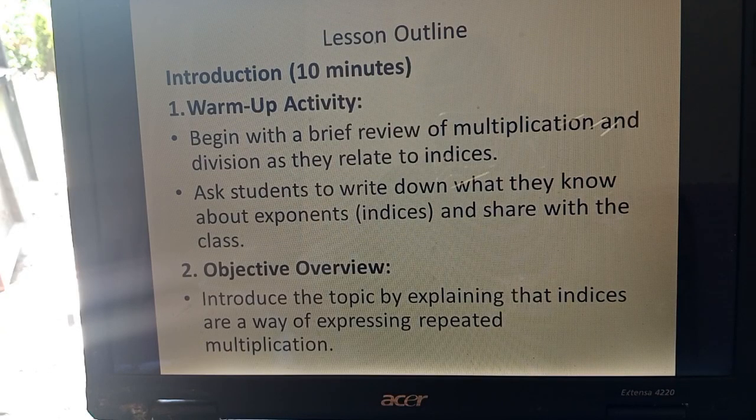The outline of the lesson will take about 10 minutes. And the first thing you do as a teacher is you have a warm-up activity where you begin with a brief review of multiplication and division as they relate to indices. Ask students to write down what they know about exponents or indices and share with the class. Number 2 is the objective overview, where you introduce the topic by explaining that indices are a way of expressing repeated multiplication.